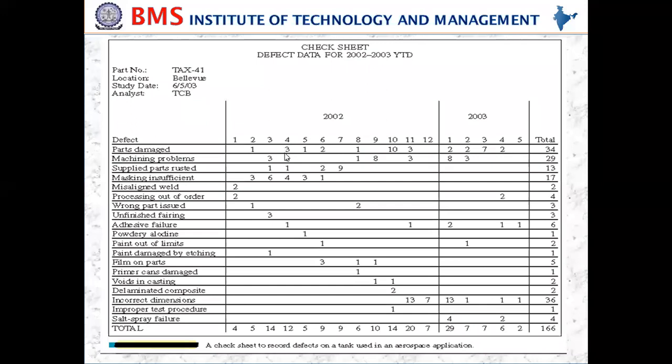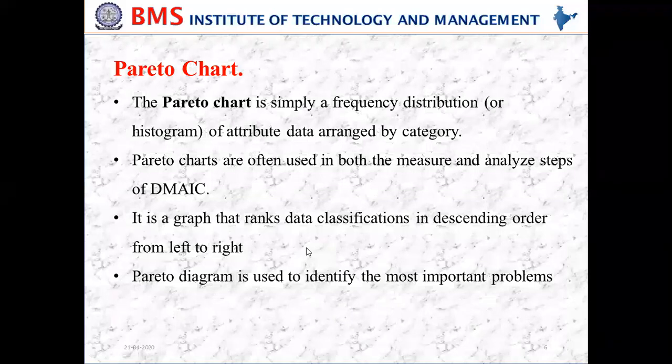If there are three components, put together the total is going to be 34. Likewise adhesive failure, powdery paint out of limits, and film on parts. For film on parts, there are three components having six defects. Likewise, a check sheet like this will be made for each and every part, and then we are going to analyze the data. Next we'll go to one more quality control tool for continuous process improvement.